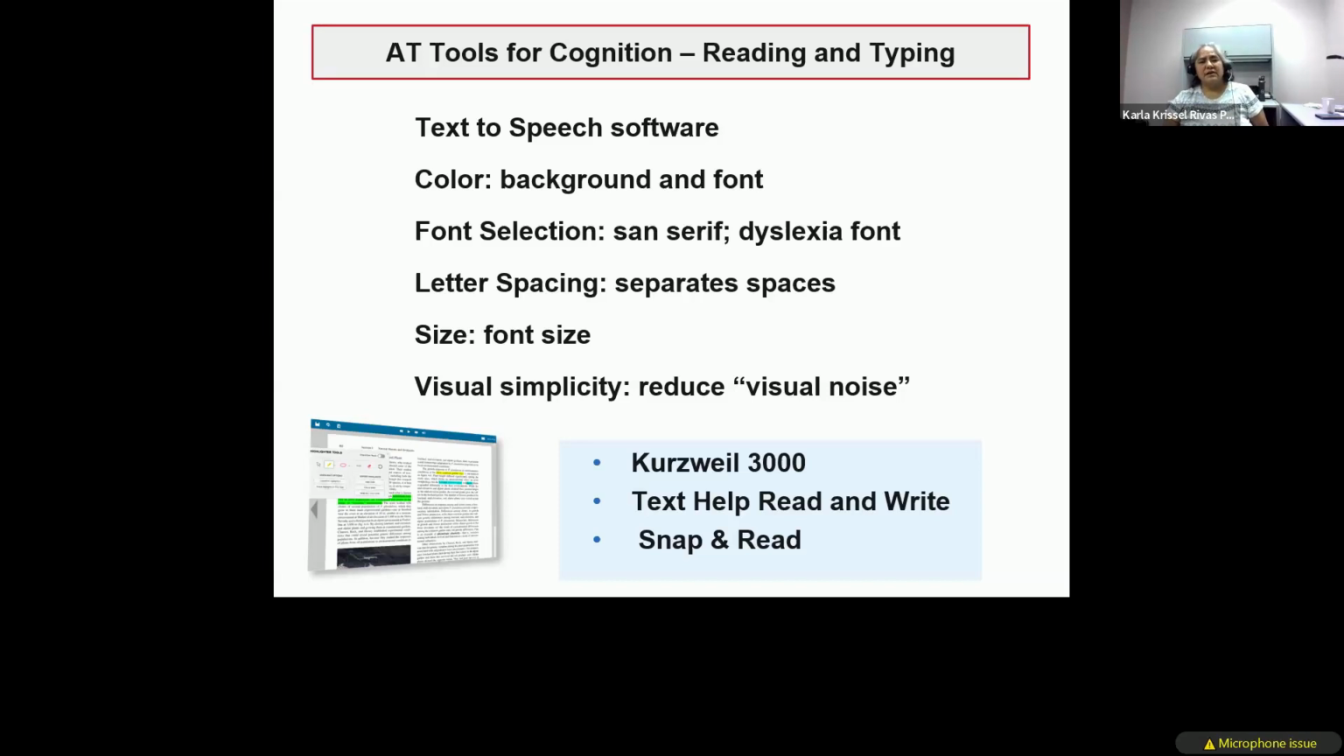Visual simplicity is the most important for people with cognitive issues. We have software that allows them to take control of this when they are trying to access digital information. So Kurzweil 3000, probably some of you are familiar with that. Text Help Read and Write. Snap and Read, I love that one. Like people sometimes just take a picture of something, place their finger, and boom, it starts reading for them.